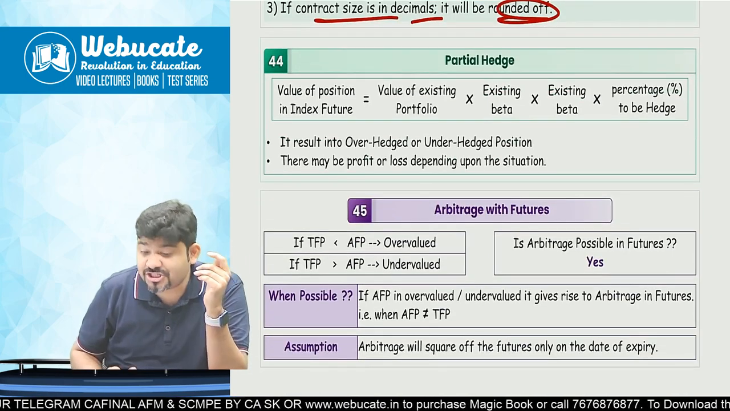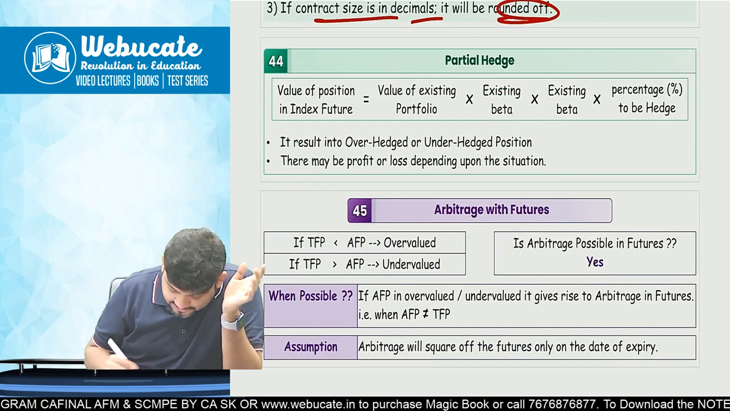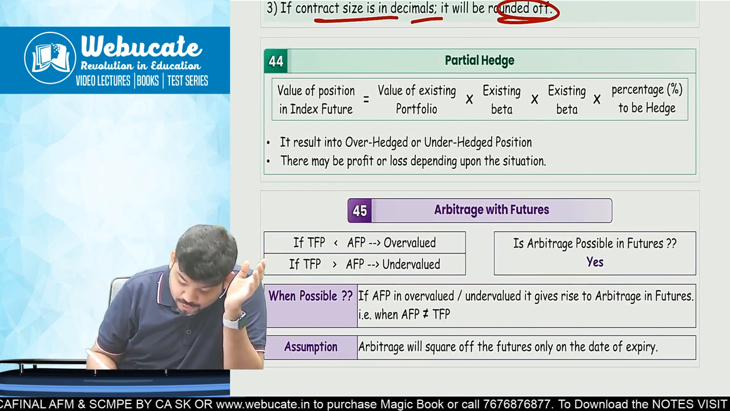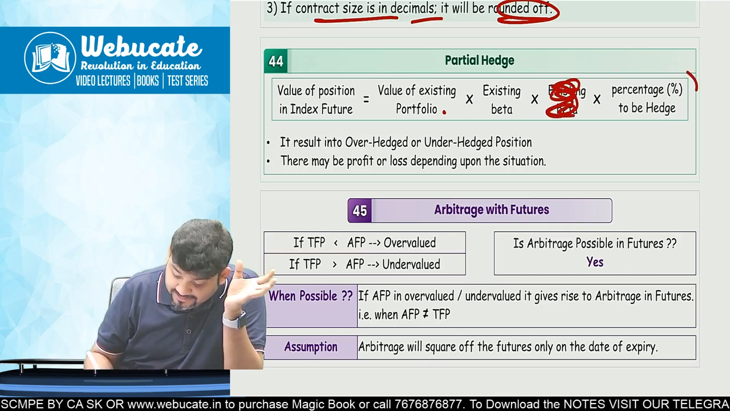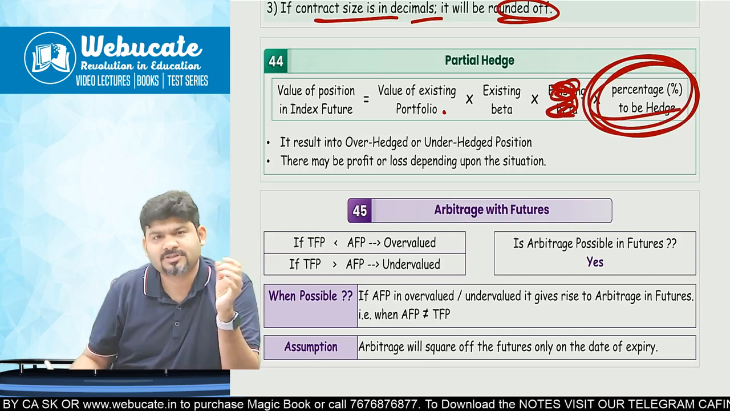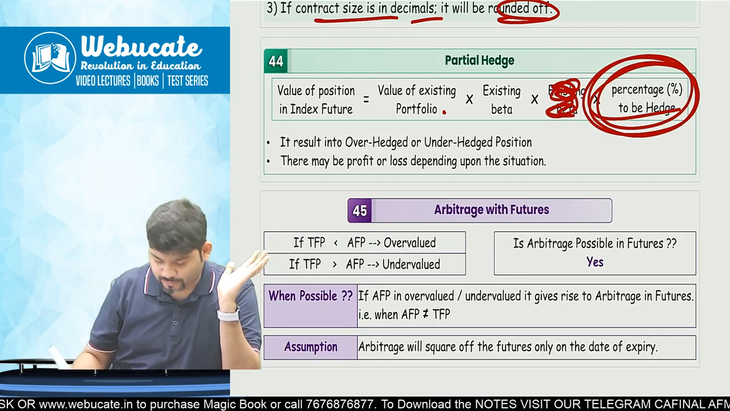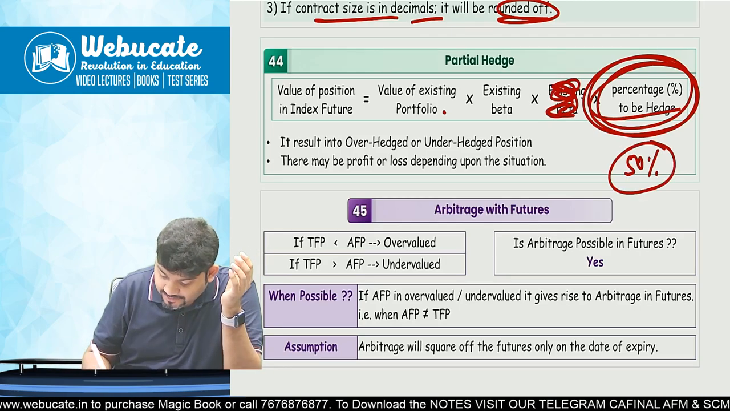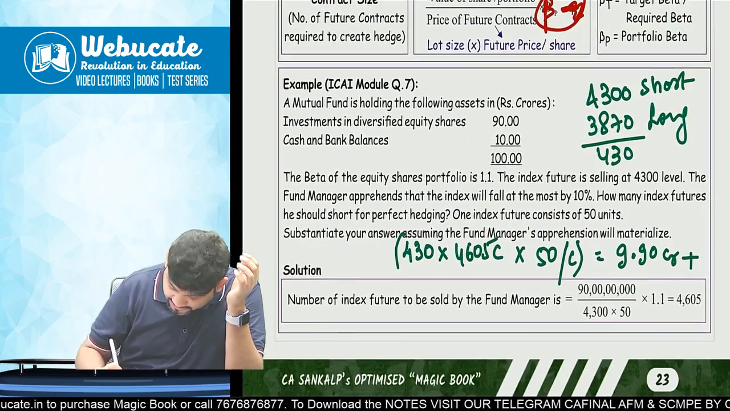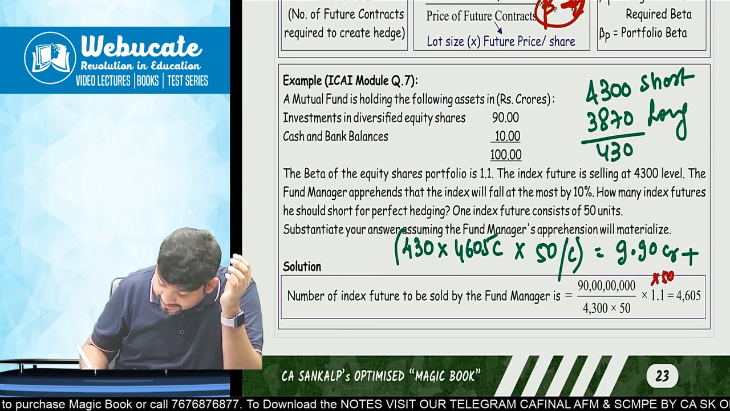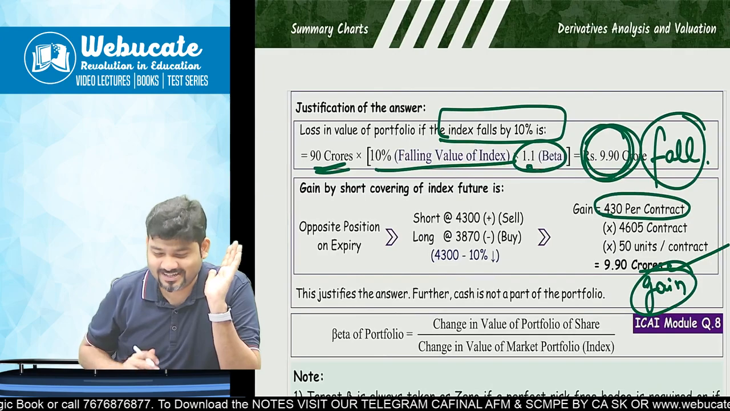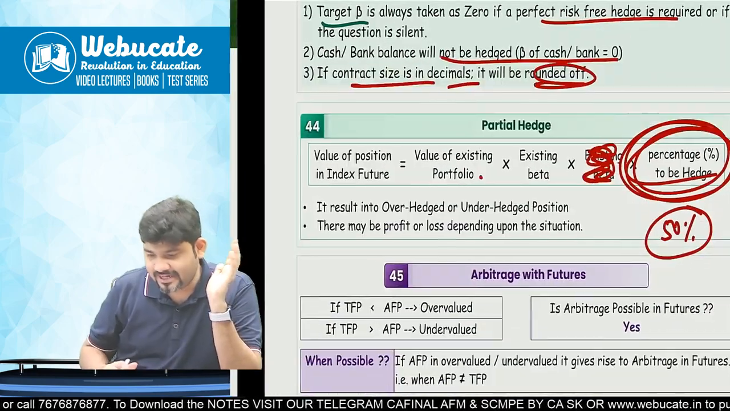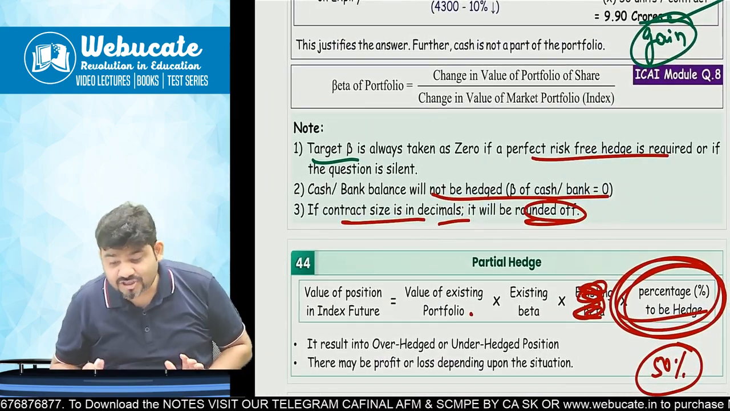Okay, partial hedge. What if a partial hedge is to be done? Then value of existing portfolio into existing beta into percentage to be hedged. Suppose I just want 50% hedge of my portfolio. So you will multiply this by 50%. So only 50% of your portfolio will be hedged. Are you clear, everybody? Done. With this, we complete hedging with futures.